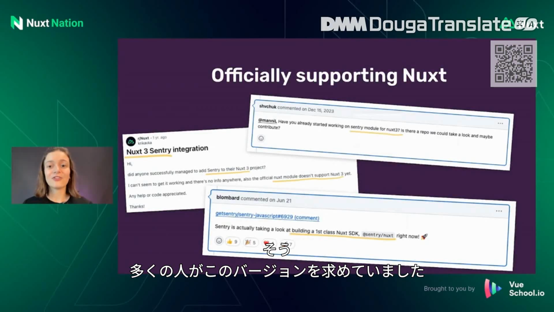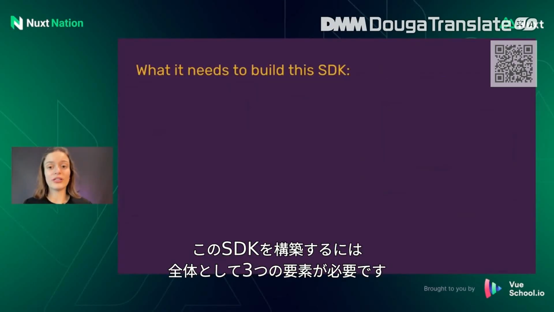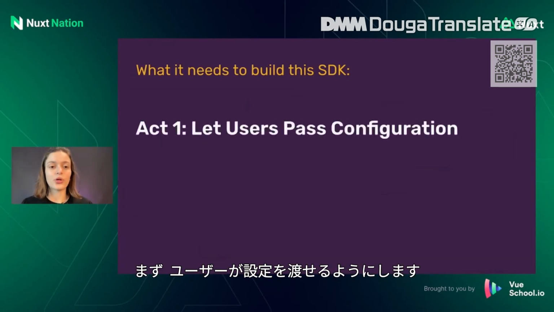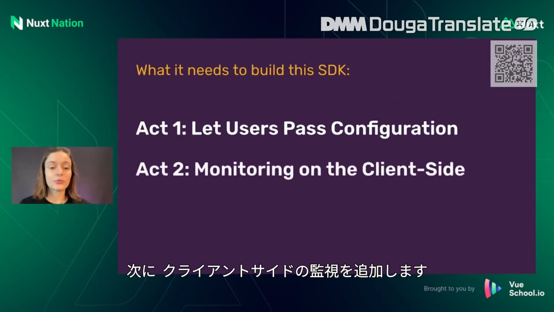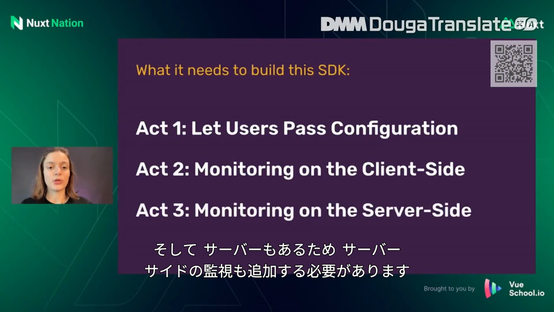And a lot of people were asking for this version, and we at Sentry thought we're gonna start building the Nuxt SDK now. So overall, we need 3 things to build this SDK. First, we're gonna let users pass configuration somehow. Second, we're gonna add monitoring on the client side. And as we have a server as well, we need to add monitoring on the server side.